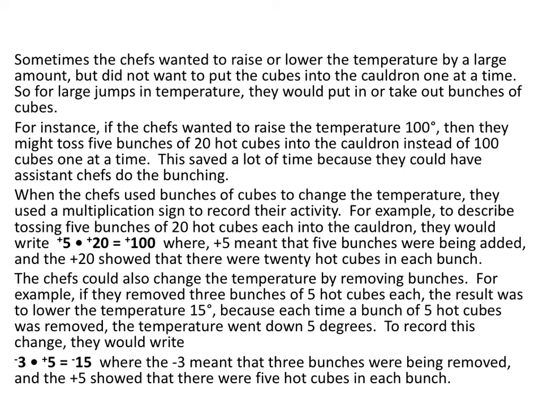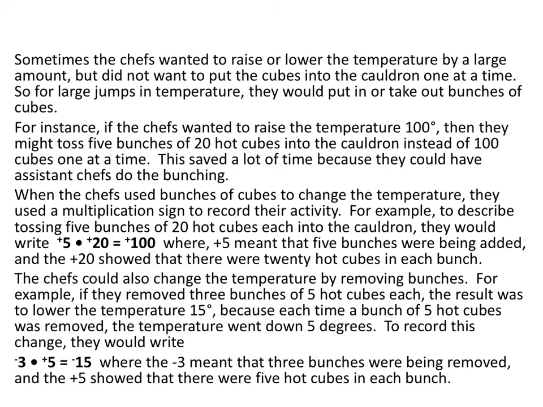When the chefs used bunches of cubes to change the temperature, they used a multiplication sign to record their activity. For example, to describe tossing 5 bunches of 20 hot cubes each into the cauldron, they would write 5 times 20 equals 100, where 5 meant that 5 bunches were being added, and the 20 showed that there were 20 hot cubes in each bunch.